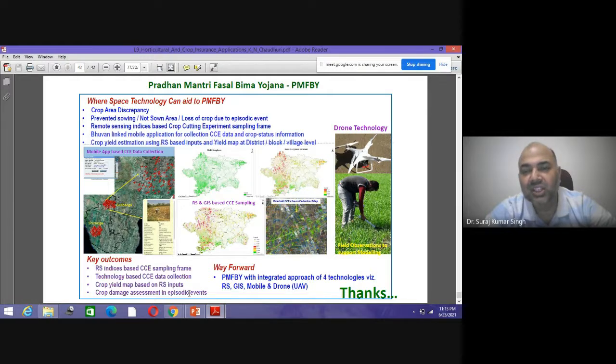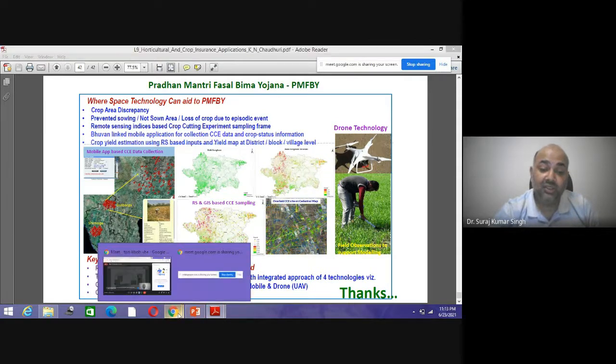So remote sensing and technology, if properly implemented in real time, and if a proper awareness program is generated among the villagers, then in coming years you will see more good and accurate assessment being performed by the various states of India. With this, I'll be concluding my today's presentation.